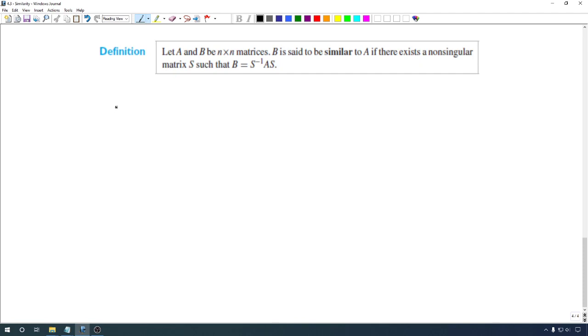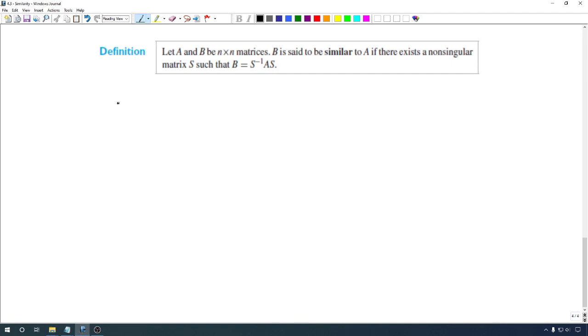We're going to use this idea to make a new definition. If we have two square matrices, which are the ones that represent linear operators, then B is similar to A if there exists a non-singular matrix S such that B equals S inverse AS. This is actually a symmetric relation. If B is similar to A, then A is going to be similar to B.